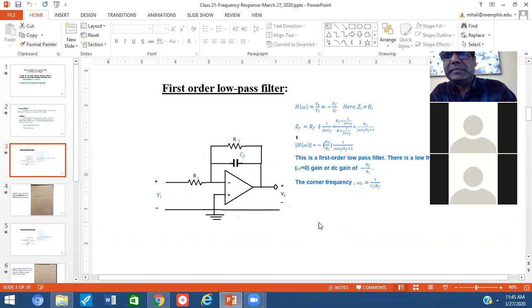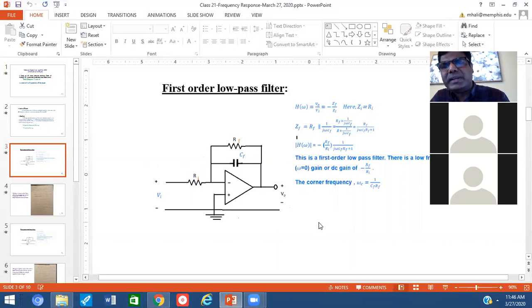Now, I have concluded this is a first order low pass filter. So why is it a low pass filter? If you see the third line of the equation, the magnitude of H(omega), first put omega equal to zero. In the denominator only one remains. So one over one is one, and that is expected for the low pass filter. When omega equals zero, the value should be one. And then there is a multiplier minus Rf over Ri, which is called the gain.